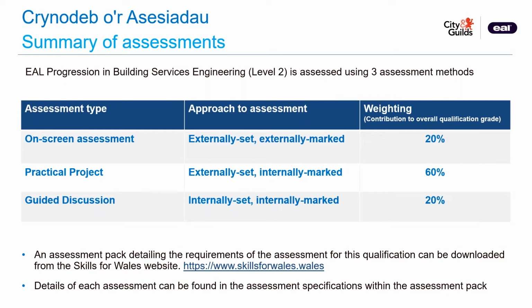As I said at the bottom of the slide there, an assessment pack detailing the requirements of the assessments for this qualification can be downloaded from the Skills for Wales website. And there's the link in the bottom part of the screen there. Details of each assessment can be found in the assessment specifications within the assessment pack. So within the assessment pack for this particular qualification, there'll be Pathway A and Pathway B. Pathway A is for the plumbing and heating, and Pathway B is for the electrical. So it's important that you don't get the two confused.